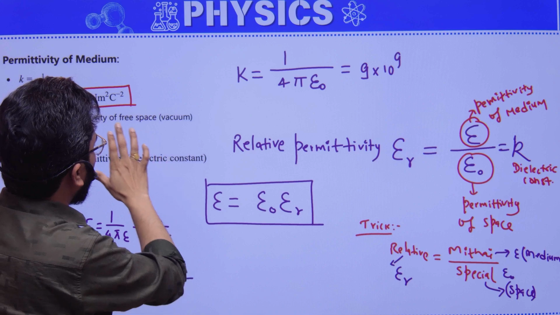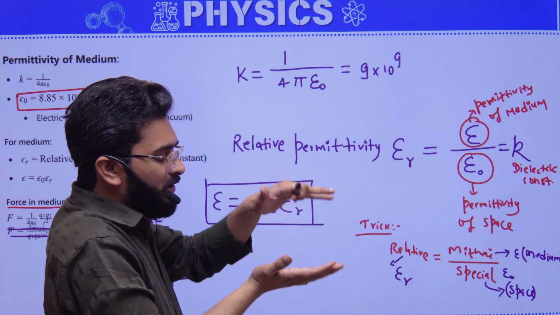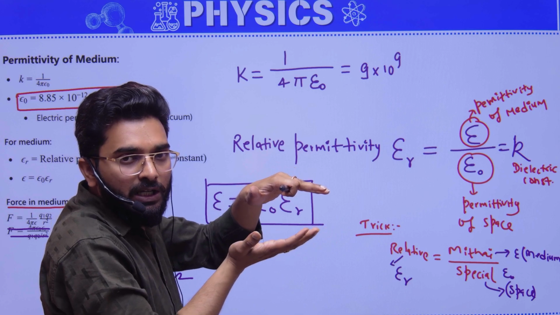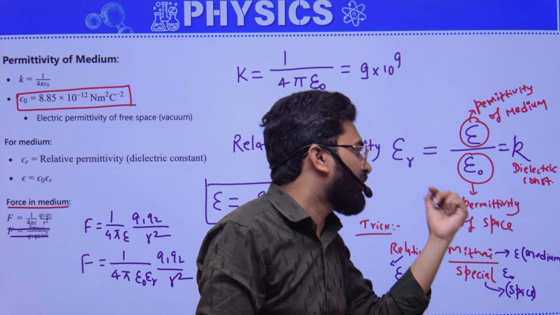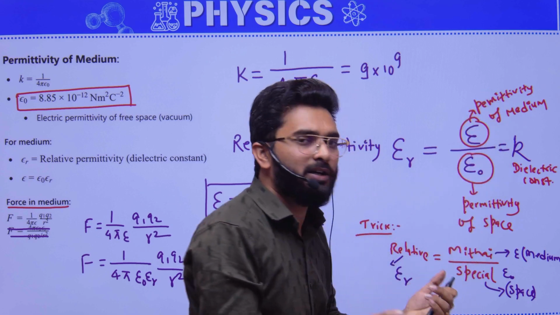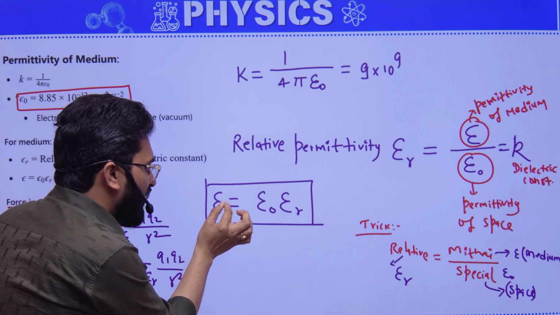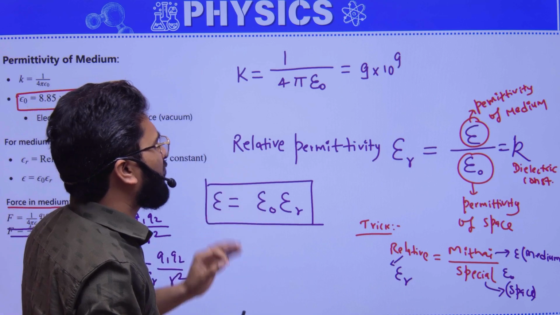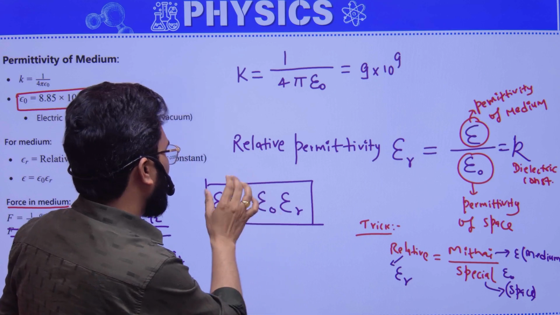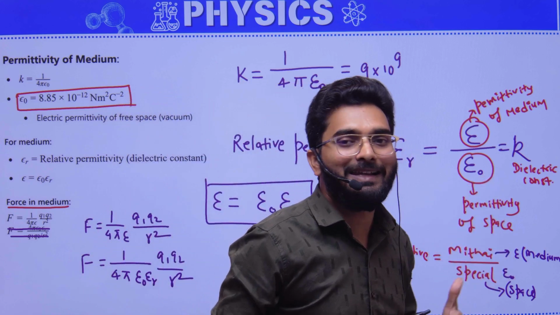So this is the special relative permittivity. What is the relative permittivity? When we compare the permittivity of two mediums, we always keep the permittivity of space in the denominator, and in the numerator we keep the permittivity of the medium that is required. So very simple, the permittivity of the medium is equal to the multiplication of relative permittivity and the permittivity of space. That product gives the permittivity of the medium, and it is also known as the dielectric constant K.